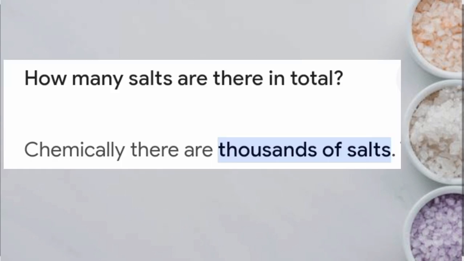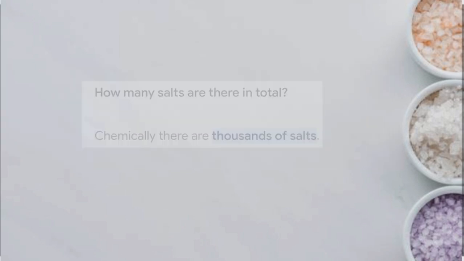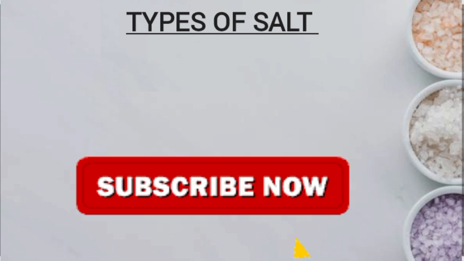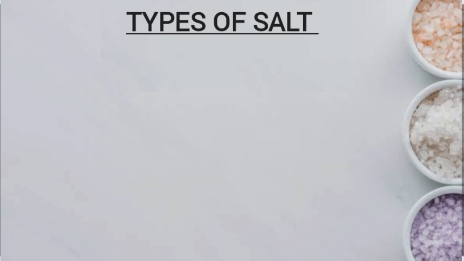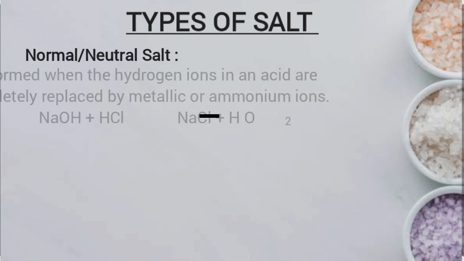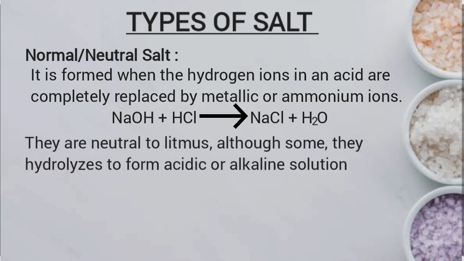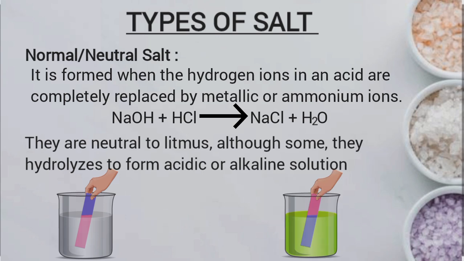Like I said before, we have a vast number of salts, so these salts need to be classified. As a result, we have 5 types of salts, and in this video, we're going to discuss them in detail. The first class of salts are the normal or neutral salts. Now these salts are formed when the hydrogen ions in an acid have been completely replaced by metallic or ammonium ions. Now this is where the table salt falls in. They are neutral to litmus, although some of them may hydrolyze in water to form acidic or alkaline solutions.